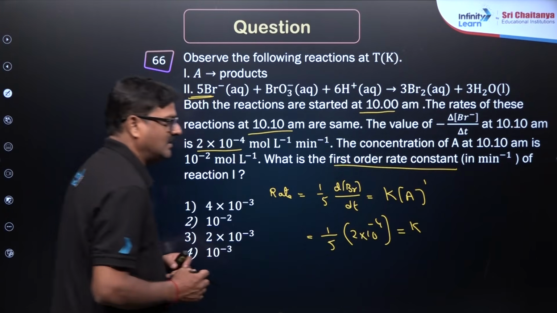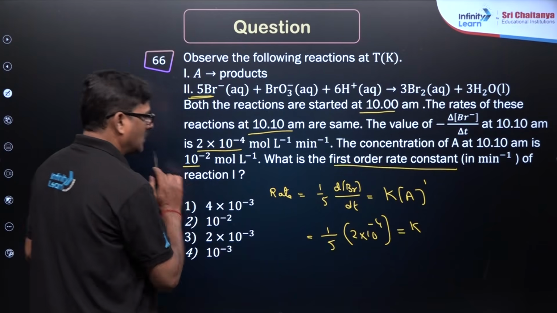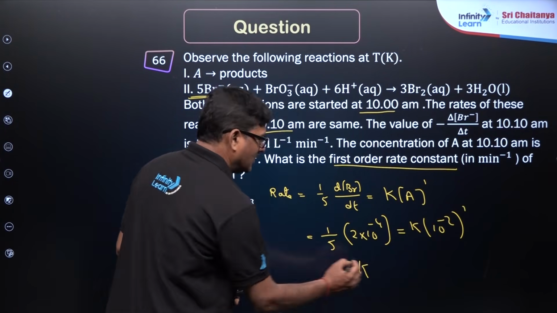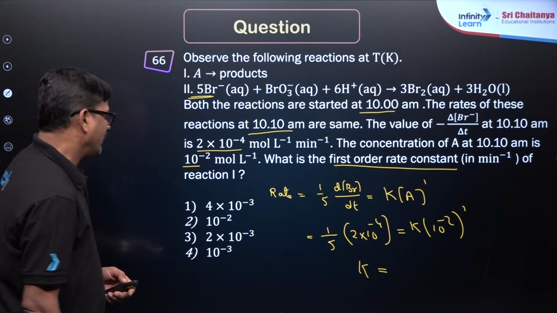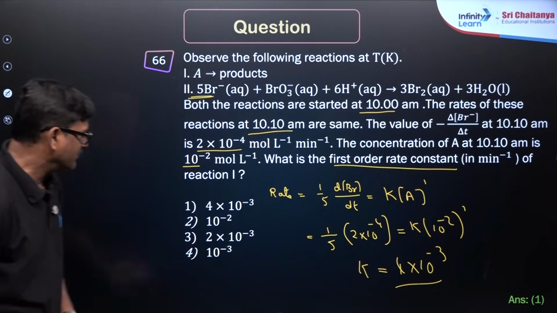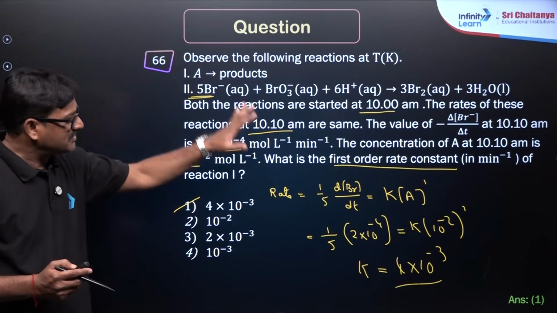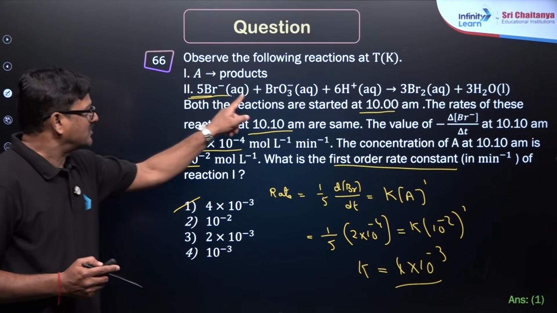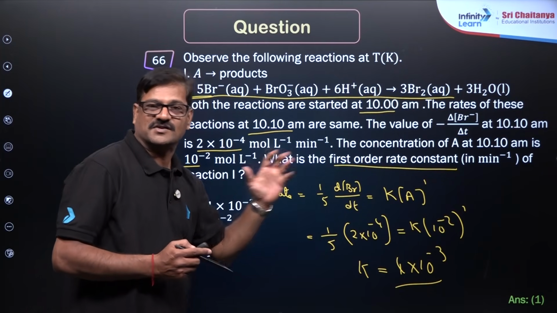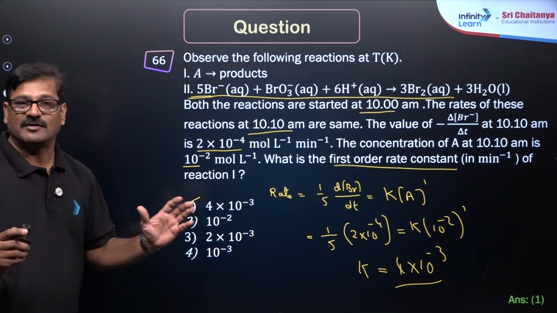is equal to K, and A concentration is given as 10 power minus 2, and you can write it as 10 power minus 2 power 1. On solving K, you are going to get 4 into 10 power minus 3. So option 1 is the correct answer for this question. So it follows first order constant. The question is very simple, and this particular equation is given directly from the NCERT, and the question revealed that it is first order kinetics. So the answer for this question is going to be 4 into 10 power minus 3.